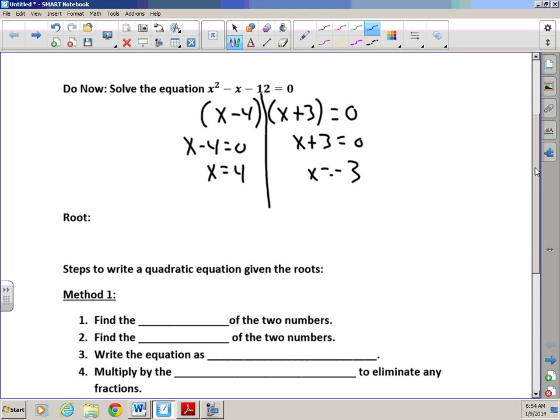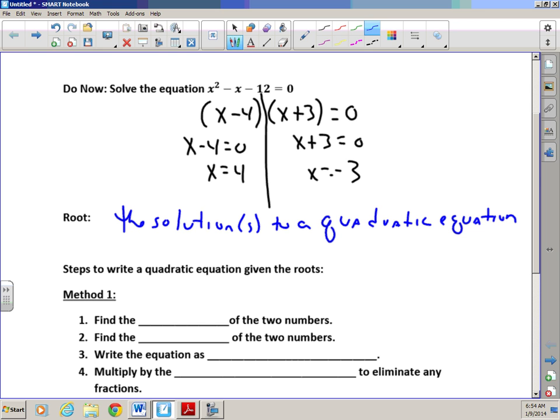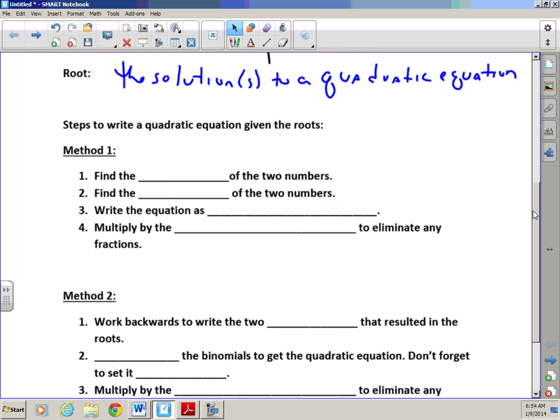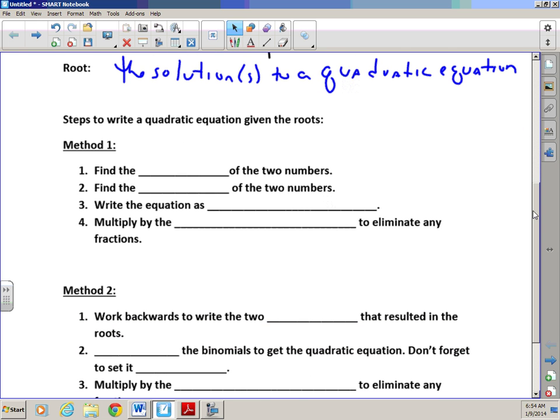So what is a root? A root is the solution or solutions to a quadratic equation. Now, there's two ways we can write a quadratic equation, all right? Two methods. I'm going to let you choose which one you like to do. The first one is, you'll see, very similar to doing IM, which is what we're going to do is find the sum of the two numbers, and then the product of the two numbers.